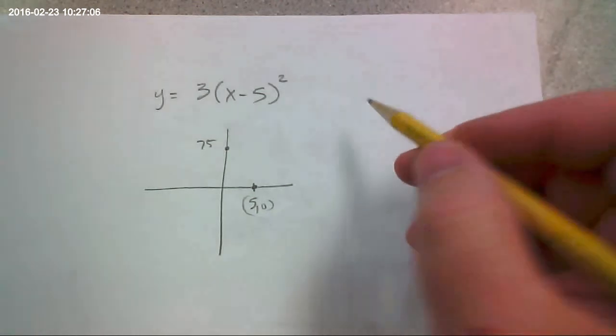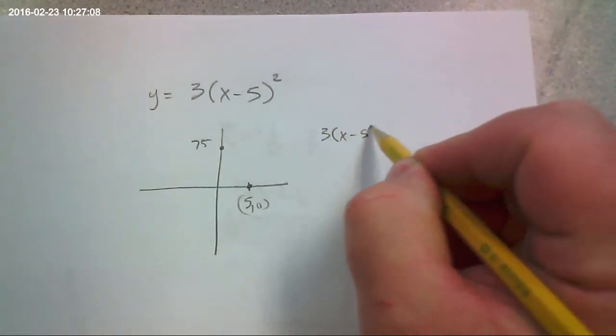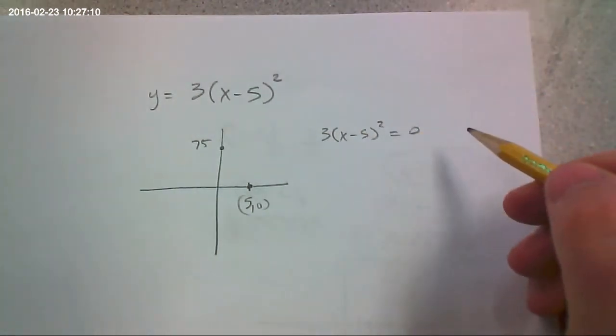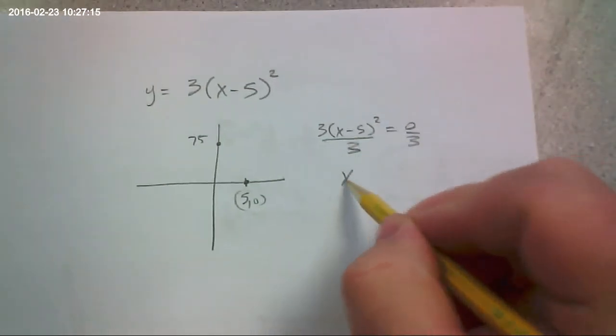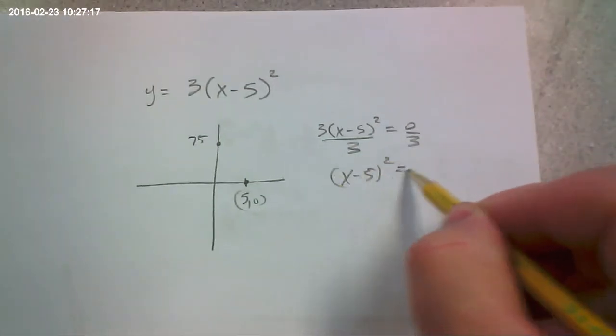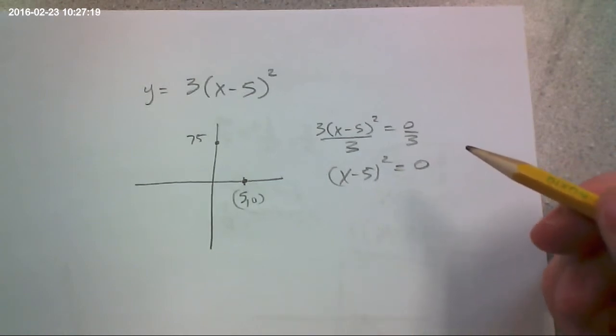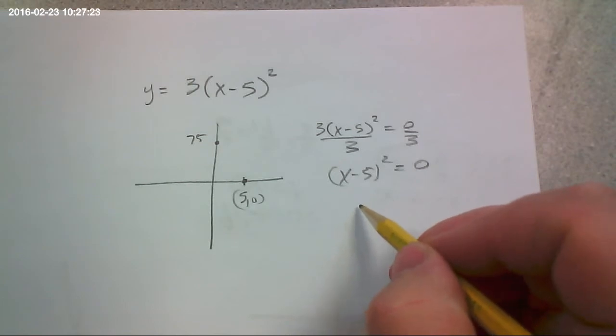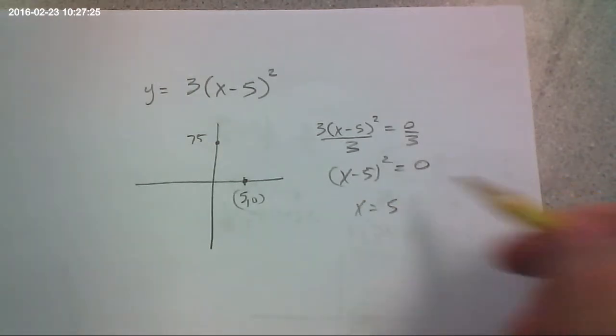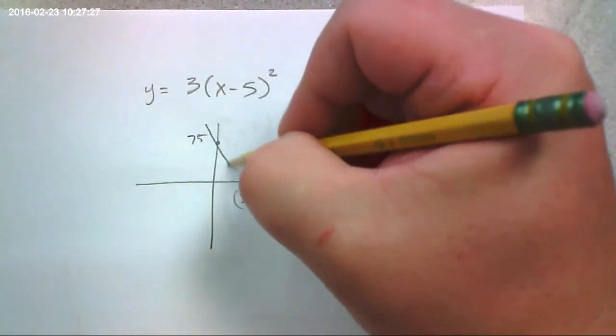If you solved this, if you set it equal to 0, I would not square it and distribute. Don't do that. Use inverse operations when it's like this. In fact, we spent a lot of time completing the square, so you'd be smart and do that. So take the square root, x equals 5. The x-intercept and vertex are the same.